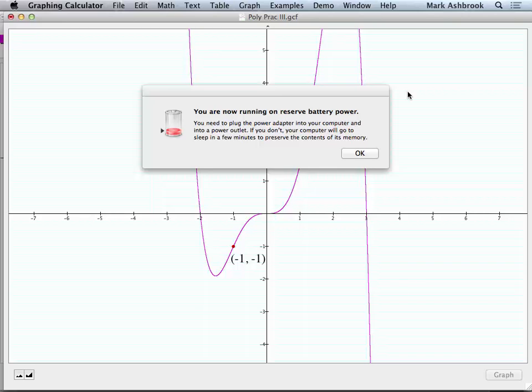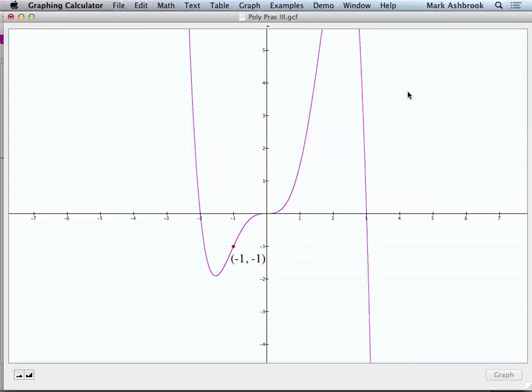Oh, now we're running on emergency battery power. I plugged it in, but I didn't attach it to the computer.